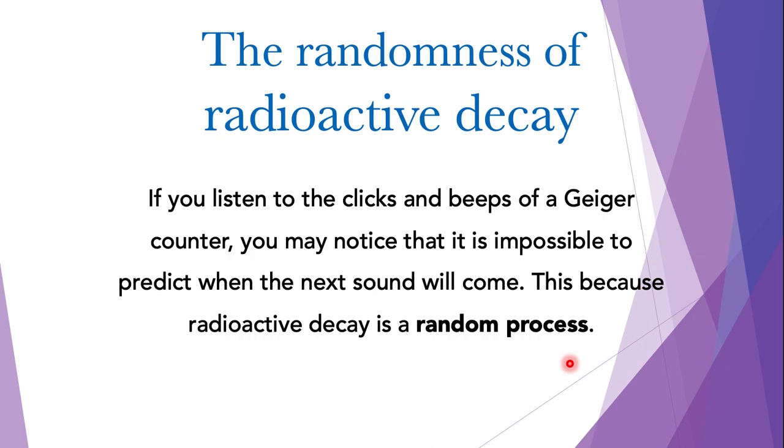As a result, if you count the number of particles from a source in, for example, 1 minute, the number will fluctuate, sometimes above and sometimes below an average value. So this is basically the randomness of radioactive decay. It cannot be predicted. It's a very, very random process. So now we're going to see the microscopic picture of radiations.